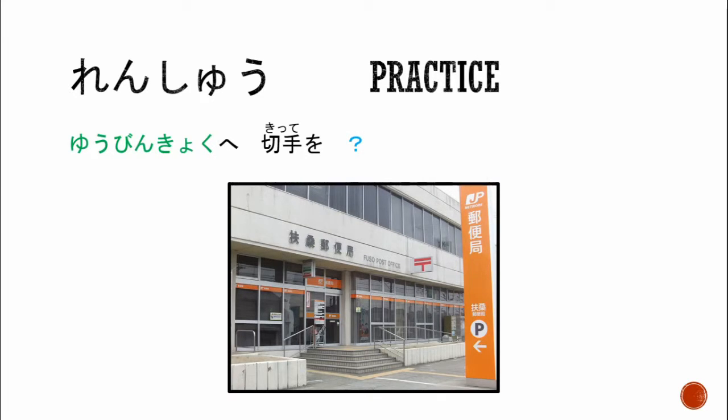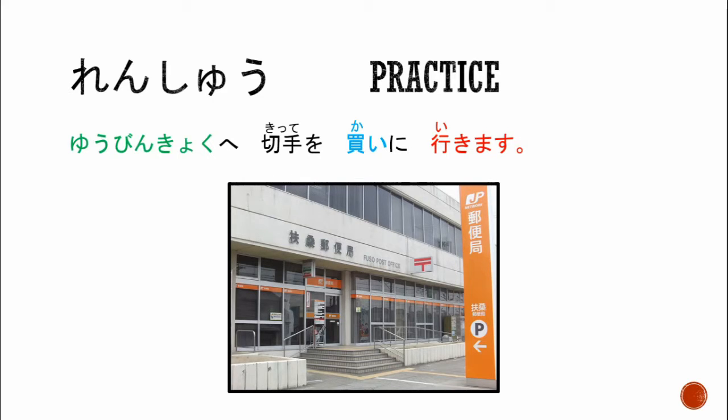Since we're going to buy the stamps, what do you think our action verb that we are going to do at the post office is going to be? And what particle do you think is going to come after it? The correct answer is the verb kau, which means to buy. And so in verb stem form, we would say kai ni. Finally, can you think of what our direction verb is going to be? If you thought it would be ikimasu, you were completely right, because we are going to the post office to buy stamps.